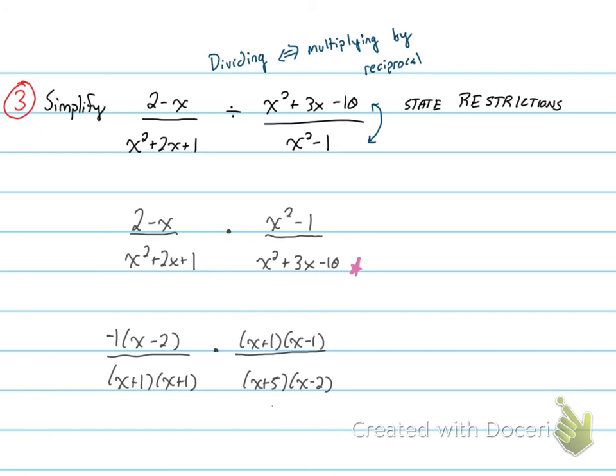Again, now that this is in factored form, I can easily see what cuts out on top and bottom. The x minus 2's cancel, and the x plus 1's cancel. So my simplified expression is negative 1 times x minus 1 all over x plus 1 times x plus 5. And my restrictions are when x is not equal to negative 1. I see it twice, but I just have to include it in the restrictions once. So this works when x is not equal to negative 1, x is not equal to negative 5, and when x is not equal to 2. And that's it.